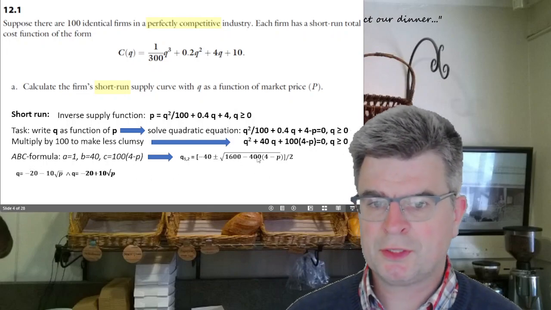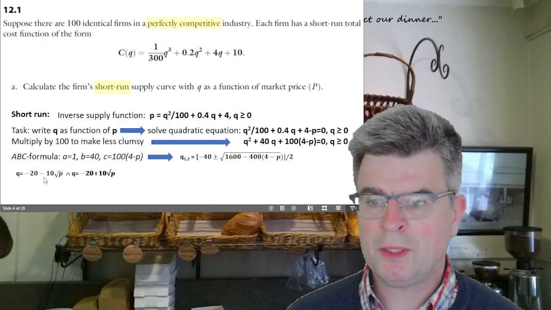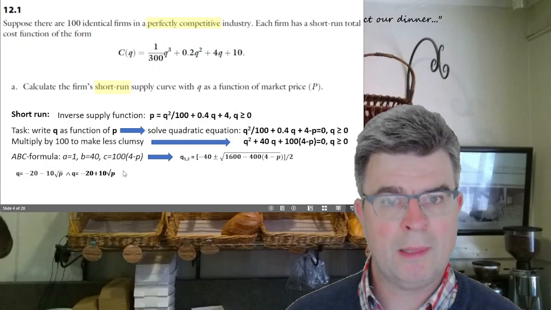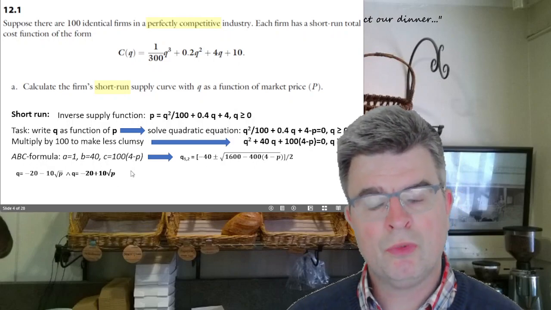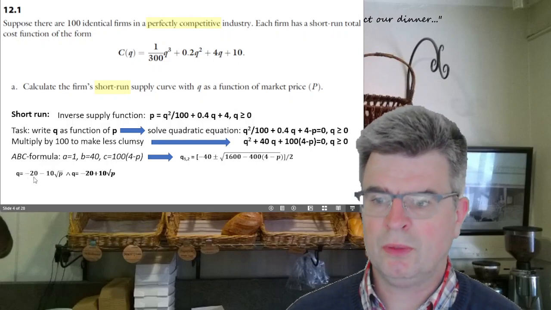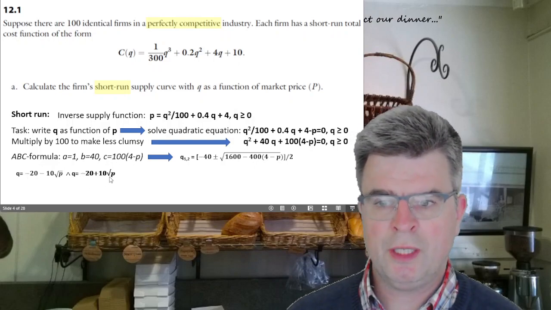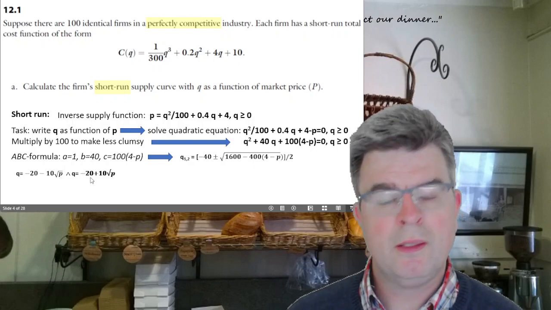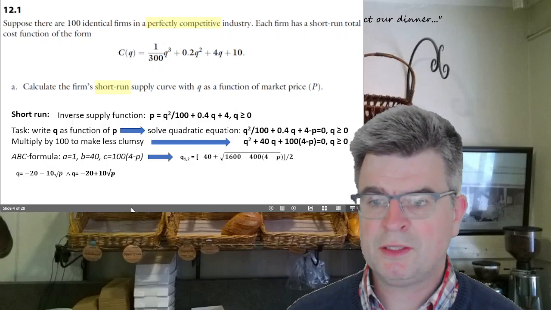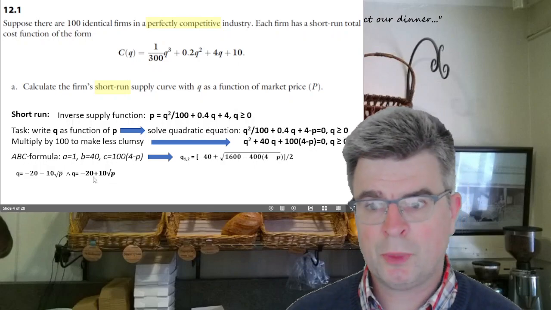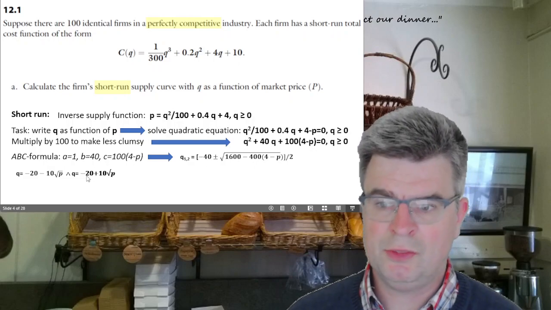So if we simplify this expression, we arrive at the quantity being equal to minus 20 minus 10 times the square root of P, or the quantity is equal to minus 20 plus 10 times the square root of P. Now, we know from real life that quantities cannot be negative, so this root is irrelevant because this is negative, and the relevant root here is this expression over here. But this expression is only positive if the price is at least equal to 4, because the square root of 4 is equal to 2, 2 times 10 is 20, 20 minus 20 is 0.